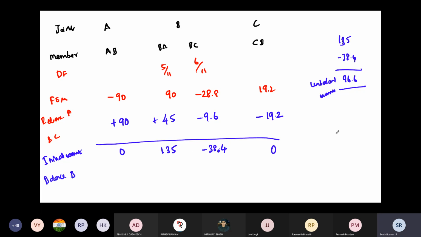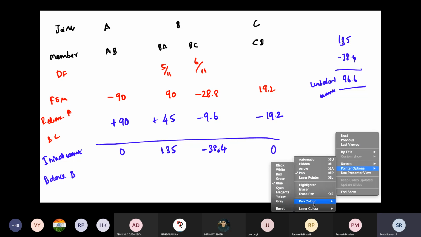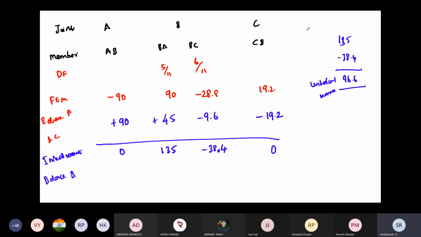At joint B, we are going to balance. So the unbalanced moment of 96.6 is there. If we put minus 96.6, then only it will become 0, right? Yes or no? So the 96.6 I am going to apply at joint B.